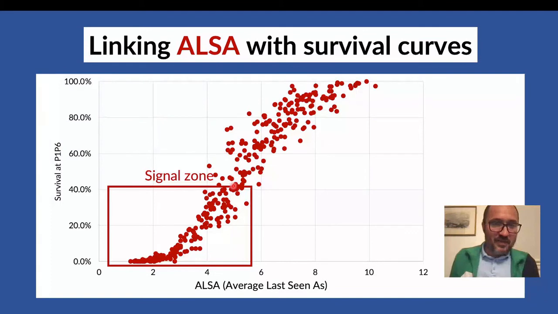And based on how those curves look, I estimate the signal zone, which means that if the card at pick 6 is at 40%, this is a relatively strong signal in a draft. And basically, only cards that have an ALSA under 5 will have 40% or less at pick 1, pick 6. So ALSA under 5 is basically your proxy for a card that gives a good signal at pick 6, which is something useful to know.